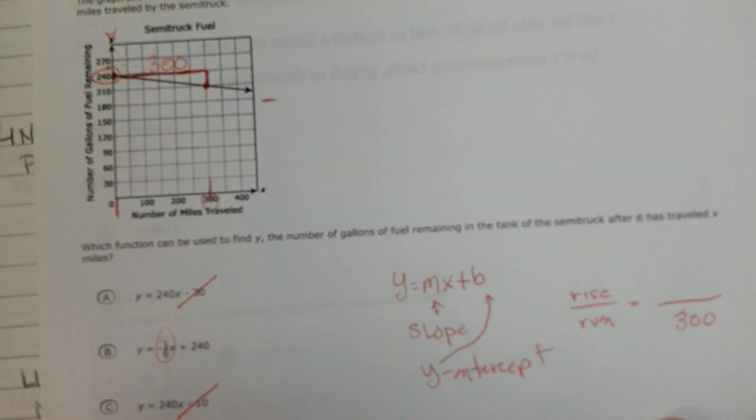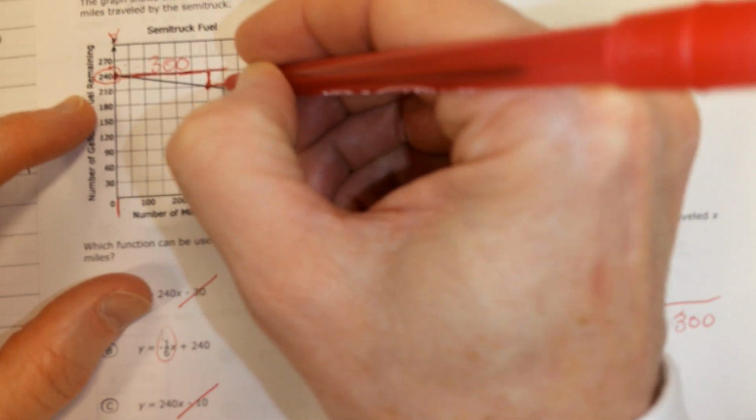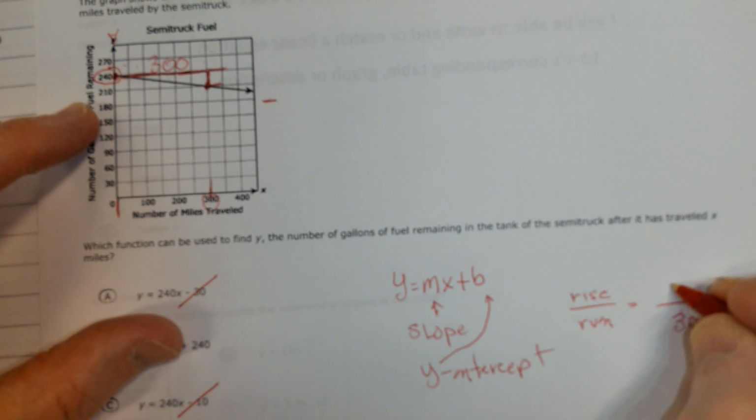Yeah, it's going to be 300. When I'm doing rise over run, I know that my run is going to be 300. All I need to do is now measure the length of my rise, which goes from here to here. It's 1 box. 1 box on the y-axis is how much? 30.